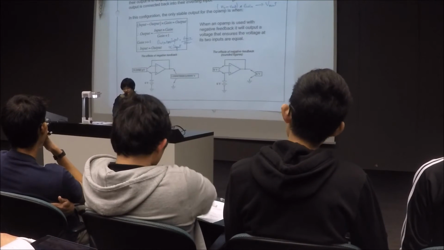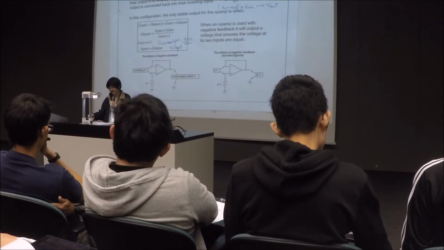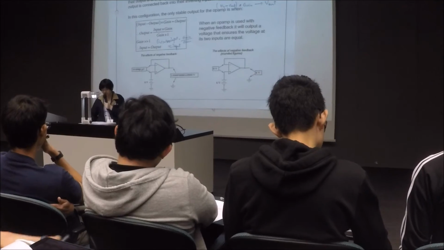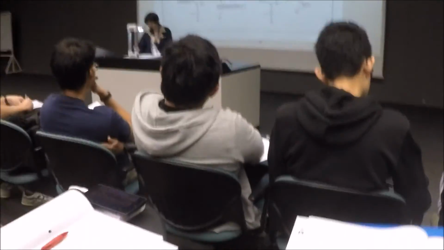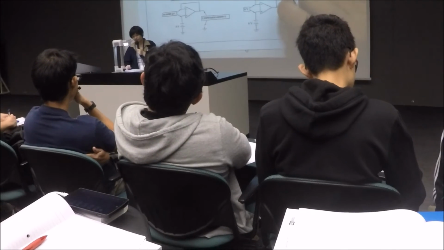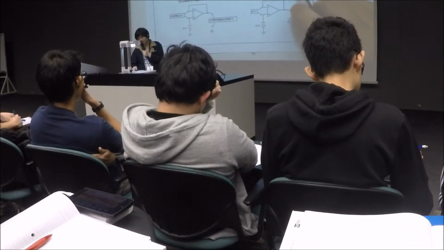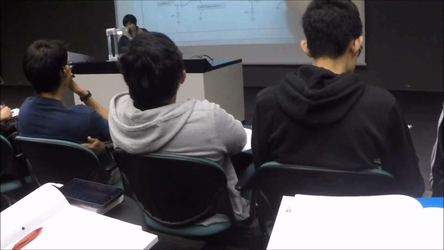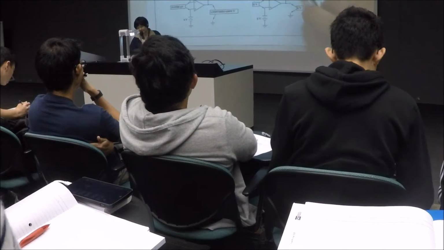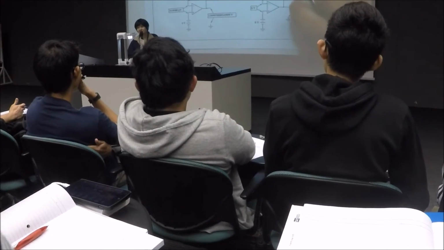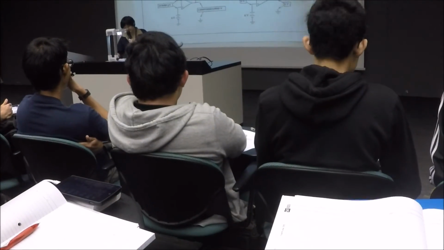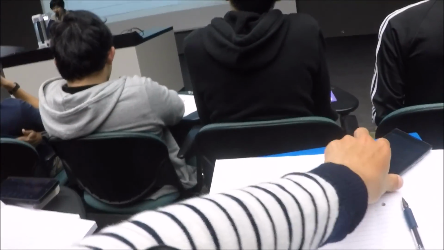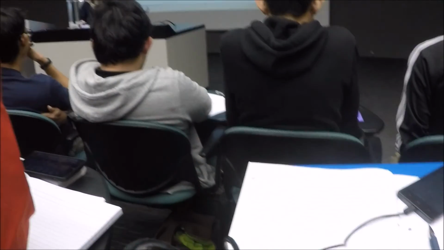It's very similar to the negative feedback and positive feedback you learned in control. As you can see, now the negative terminal is no longer an input, it is the output itself. So the difference between the positive terminal and the negative terminal is Vin minus Vout, and times the gain is the Vout.